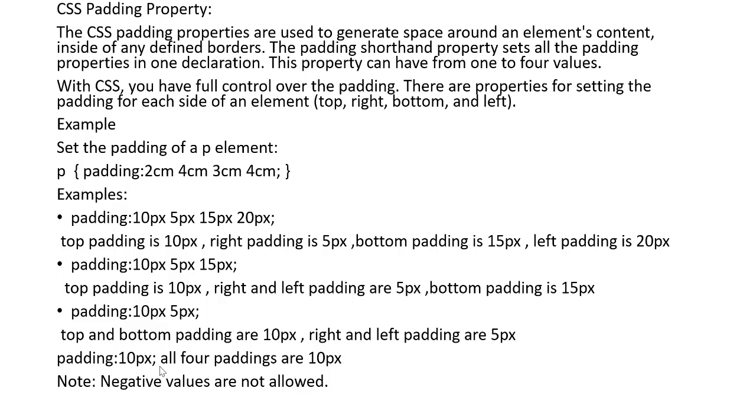Padding 10 pixel. If the example is given with padding 10 pixel, then all 4 paddings are 10. This means that left will be 10 pixel, right is 10 pixel, top and bottom also have 10 pixel. Negative values are not allowed. This is the CSS padding property. I have already shown this padding property in the examples. So let's move towards the next lecture.